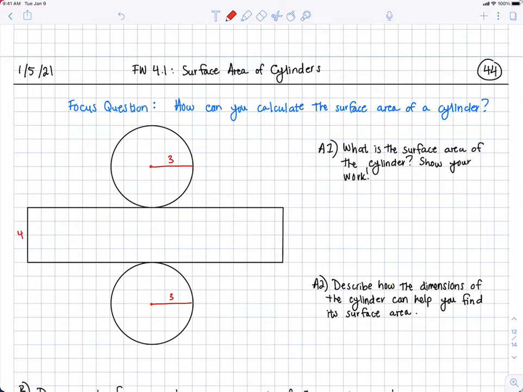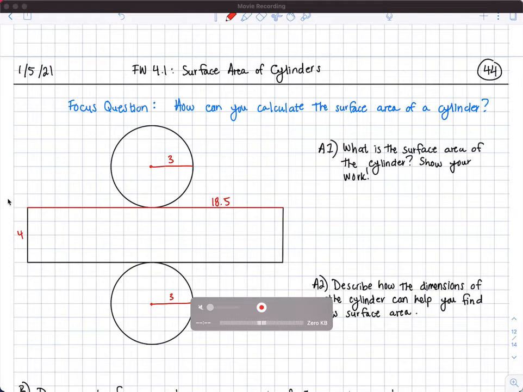It has a height of 4 and approximately 1, 2, 3, 4, 5, 6, 7, 8, 9, 10, 11, 12, 13, 14, 15, 16, 17, 18. A little bit more than 18 going across the top. So I'm just going to estimate and say that the piece along the top, the length of the rectangle here, is approximately 18.5. And so let's go ahead and calculate these areas.